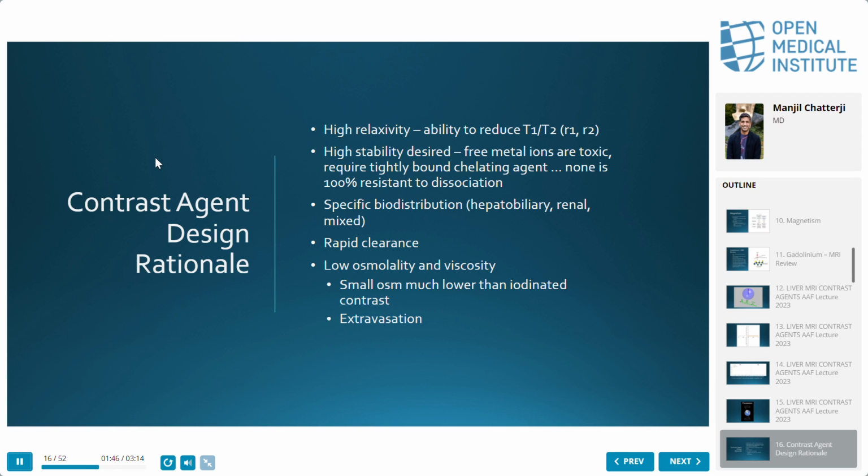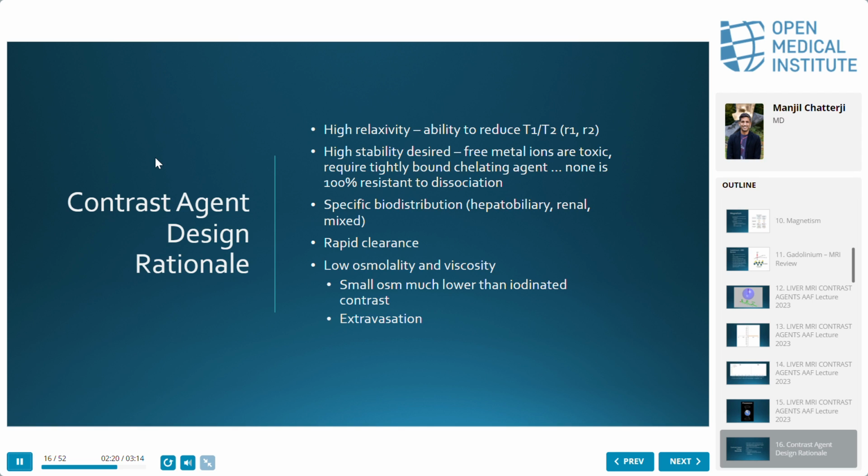You can't have a free gadolinium metal ion hanging out in the body because they're extremely toxic. So you have to tightly bind it to a chelating agent. But no contrast agent is 100% resistant to dissociation. We would love some biodistribution. I would love that contrast agent to be picked up by the kidneys or maybe the liver, or maybe it's 100% extracellular. The design of how it's picked up massively alters its half-life, like I talked about the other day, and it affects its ability to do its job. So we want to be thinking about that.